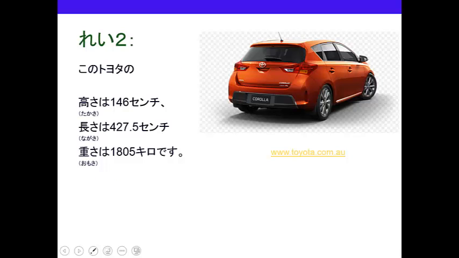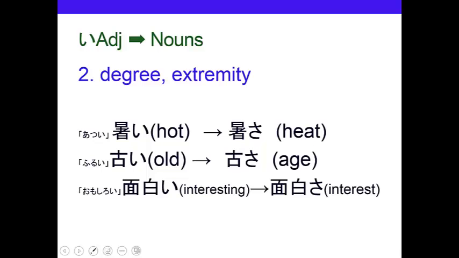Another example, rei ni. Let's look at this Toyota Corolla. So the takasa, the height, is 146 centi. So it's 146 centimeters. Then for the nagasa, which comes from nagai, meaning long, nagasa, the length, nagasa wa 427.5 centi. So the length is 427.5 centimeters. And for the omosa, omoi, heavy, omosa meaning the weight, omosa wa 1805 kilo desu. So 1805 kilograms.